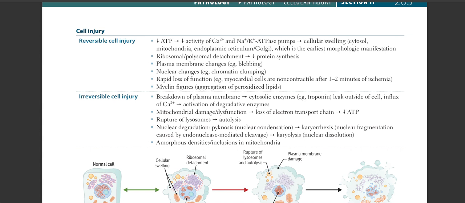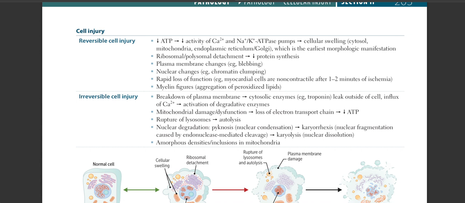Now, cellular injury has two types. One is reversible, one is irreversible. What's the difference between them? What do you guys think? What's the difference between these injuries? Their names, yes, but one of them is irreversible and one of them is reversible. That's the main difference.